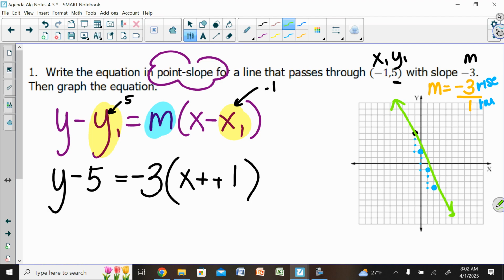I hope you connected better than I did. If you're ever not sure about, do I go down 1 and right 3 or left 3? Which direction do I go? You can always think about, if I connect those dots, will it be a negative slope? My line is sloping downwards if I read it from left to right, so I know I've got a negative slope.